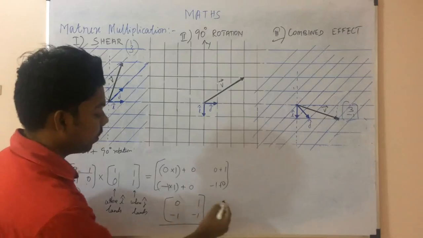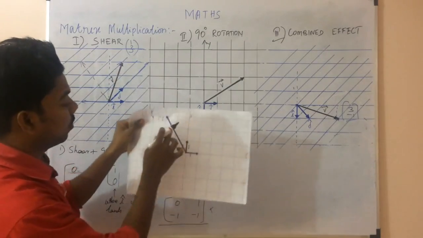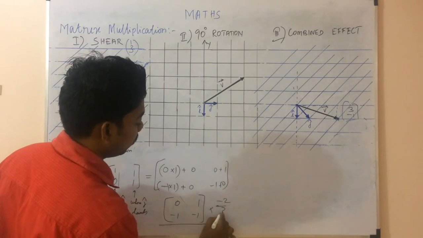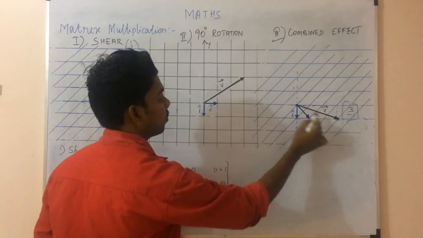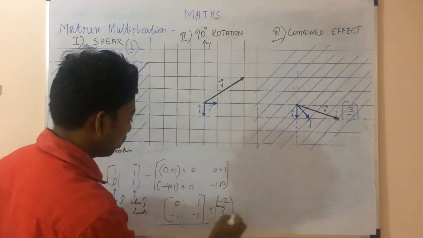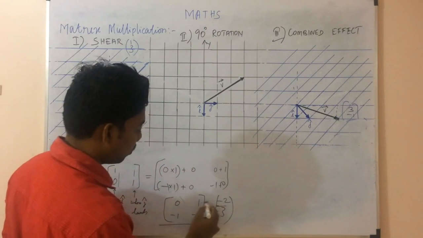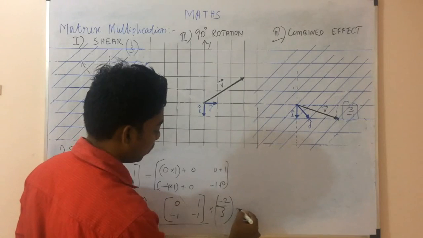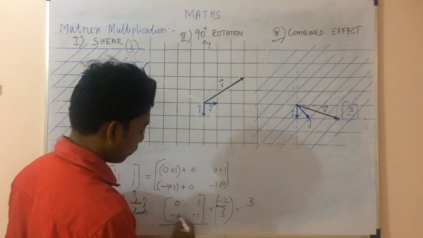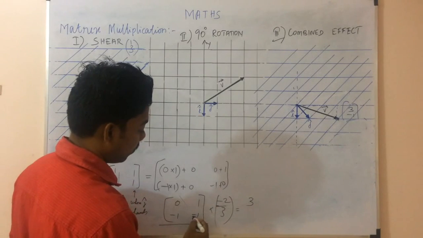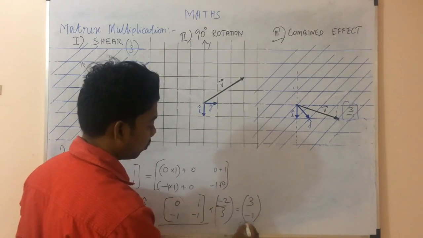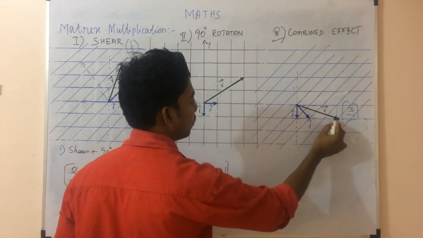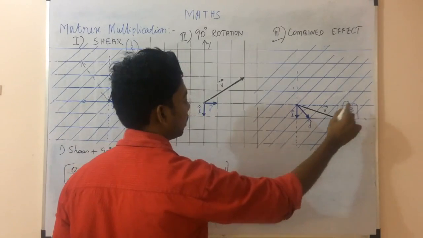So if you multiply with this initial position vector minus 2, 3, you will get where it will land. Now you can find where it will go. So how to multiply? 0 times minus 2 plus 1 times 3, so you will get 3, and minus 1 times minus 2 plus 2 times minus 3, so minus 1. So 3 comma minus 1 will be the new position of the V vector. You got 3 comma minus 1 in a practical geometric representation.